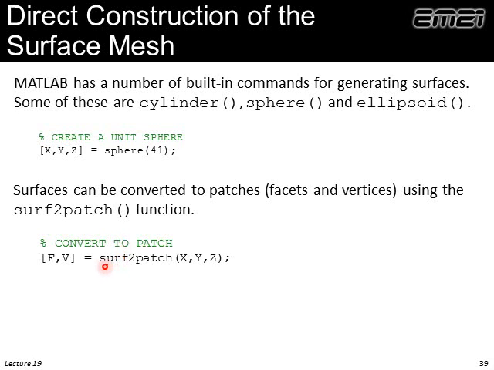MATLAB has another nice command, surf2patch, which will take these squares and convert them to faces and vertices. So we can use commands like cylinder, sphere, and ellipsoid to generate some very primitive looking 3D objects with square facets, and then you surf2patch to convert that to triangular facets, and then we can save that as an STL file or do whatever we want with that.